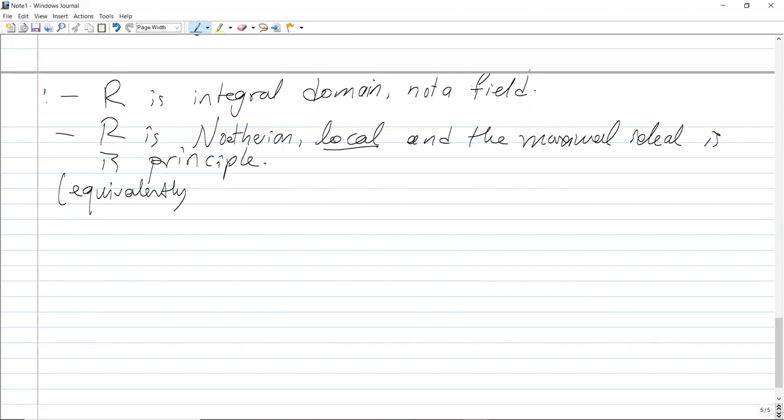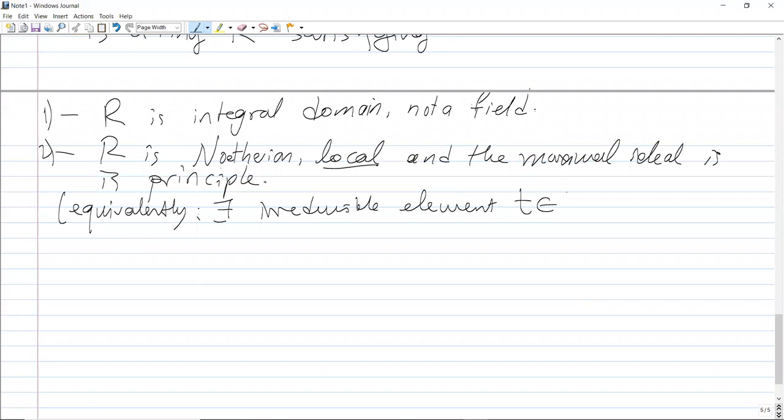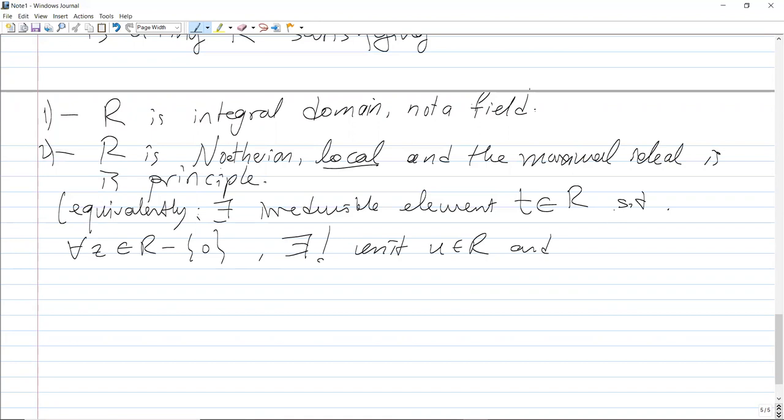Let's call this first, second. Equivalently, there is an irreducible element t in R such that for every z in R which is not zero, there exists a unique unit u in R and non-negative integer n greater than or equal to zero, such that z can be written as u times t to the n.